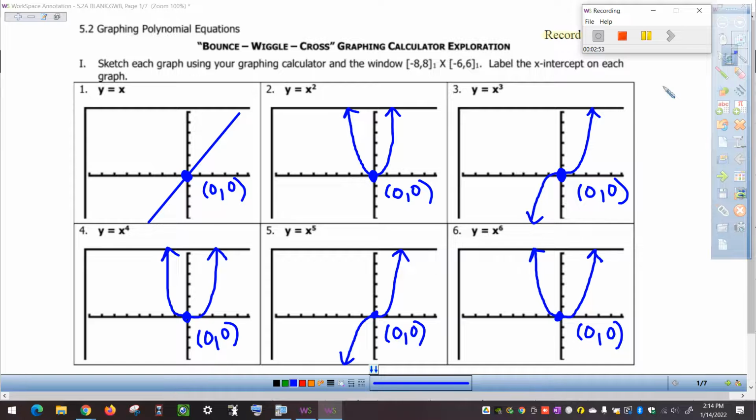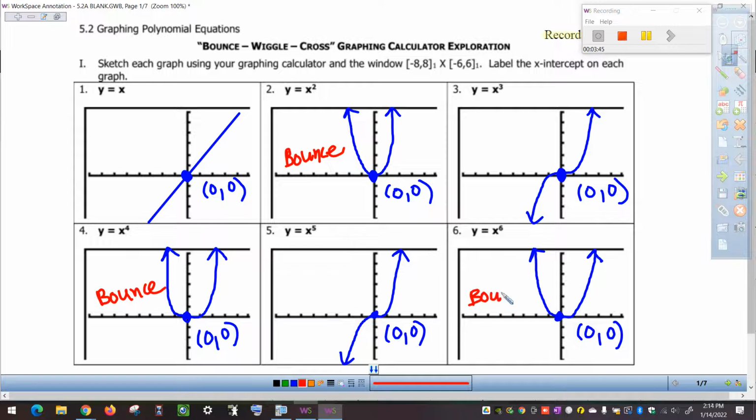Would somebody be willing to share out what graph or graphs you labeled as a bounce? Start us off, Maya. All the ones with an even exponent. Okay, I like that. So it seems to happen 3 times here. So I'm going to actually go through and label each of these pictures, x squared, x to the 4th, and x to the 6th.